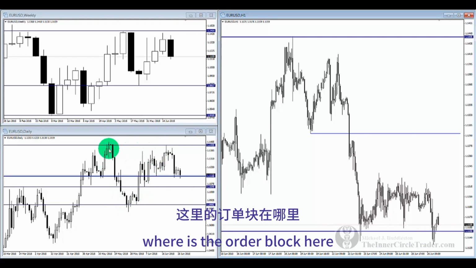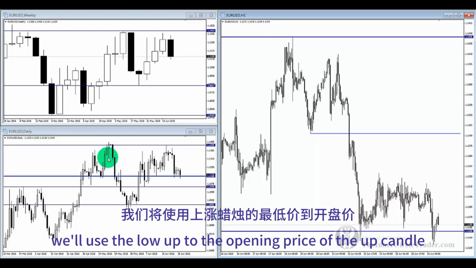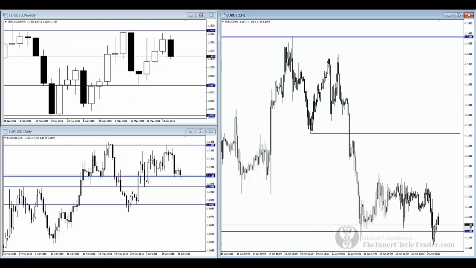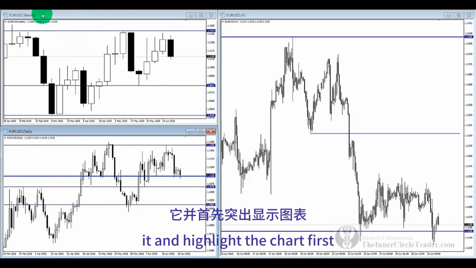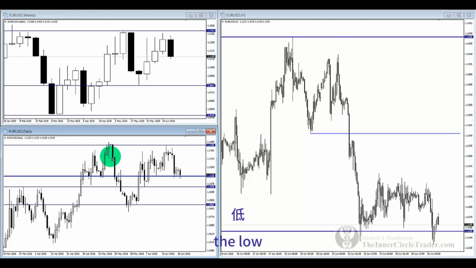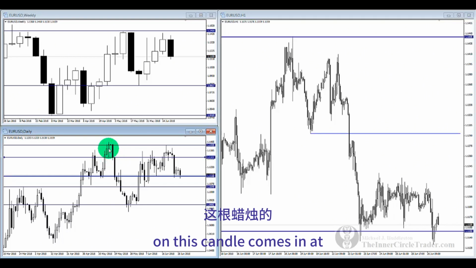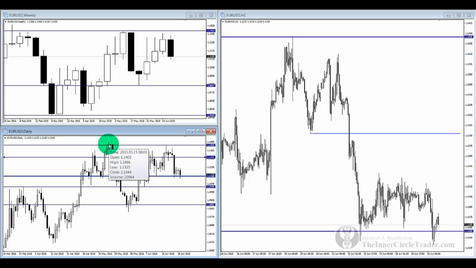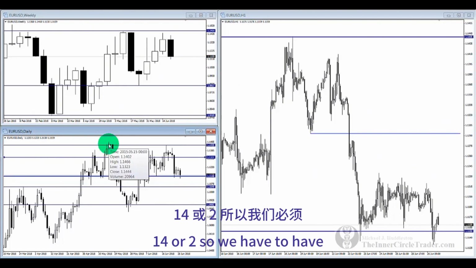Where is the order block here? We'll use the low up to the opening price of the up candle prior to the down move. I didn't highlight the chart first. The low on this candle comes in at 113.23, and the opening is 114.02.